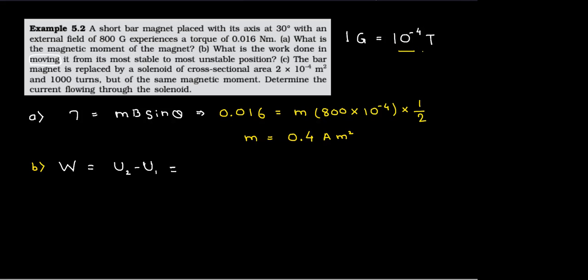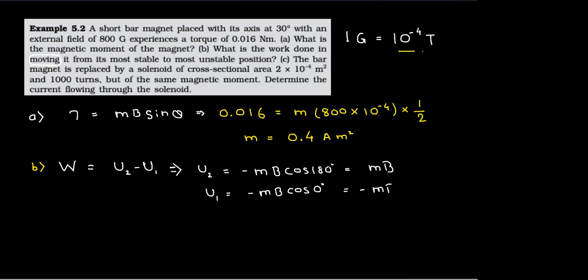This is equal to U2 minus U1. U2 is the most unstable position. So U2 is minus of M into B into cos of 180 degrees, that is MB, and U1 is minus of MB cos 0, which is minus of M into B. So U2 minus U1 is simply 2MB, which is 0.064 joules.